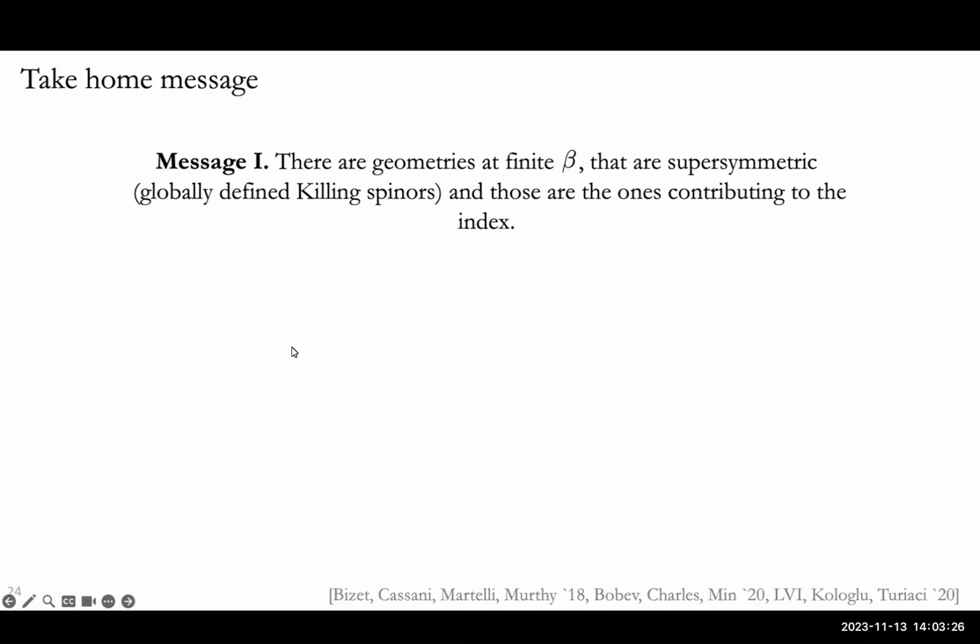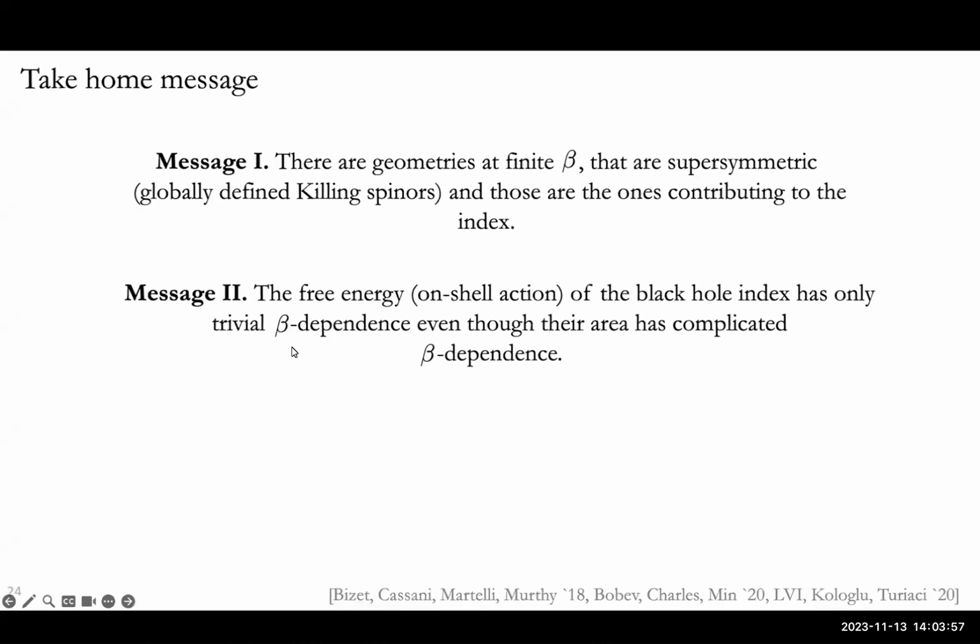Okay, so the take-home message so far: there are 3 take-home messages that I wanted you to remember. Message number 1 is that there are geometries at finite beta that are supersymmetric, and those are the ones that contribute to the index. And these geometries are nothing exotic. You literally take any solution that you have in your GR textbook, turn on beta omega equal to 2 pi or 2 pi i, depending on your convention, and you'll find a supersymmetric solution.